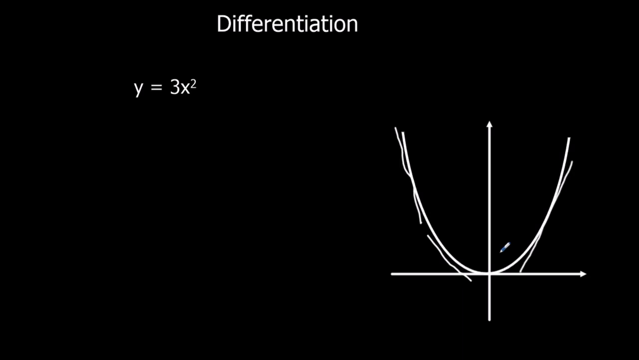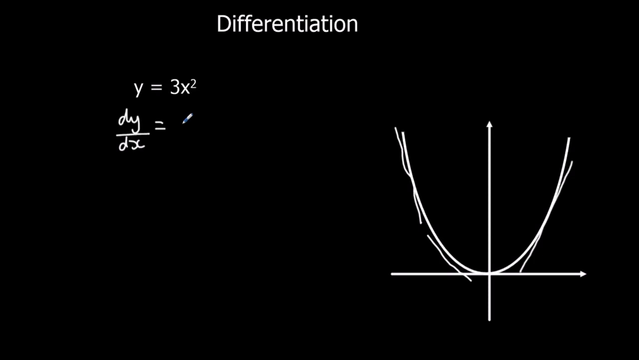So we don't have a set gradient for a curve, we have a gradient function, and that's what differentiation gives us. So if y equals 3x squared, we're going to work out dy dx, and this is the notation that we use in differentiation. So the gradient function, the function that tells us the gradient at a different point on the curve, is called dy dx.